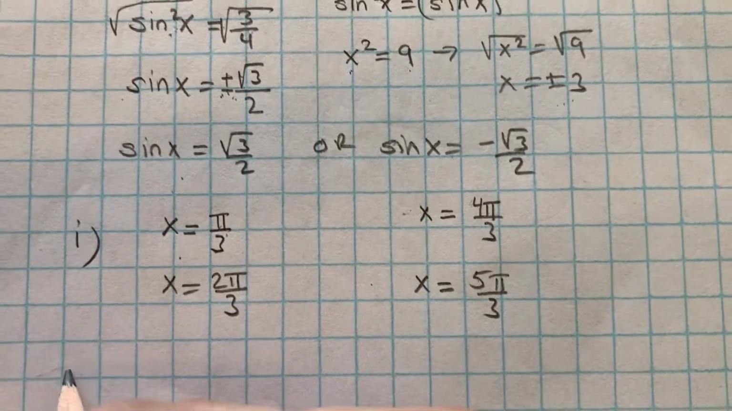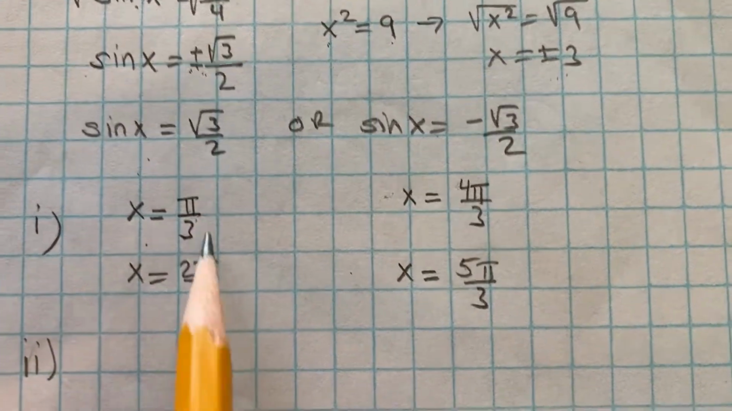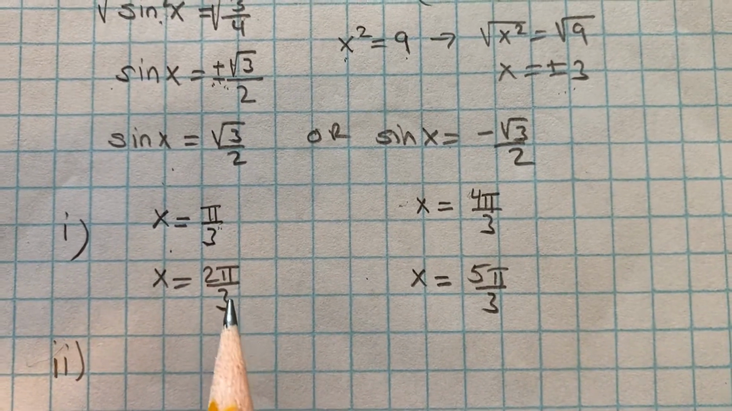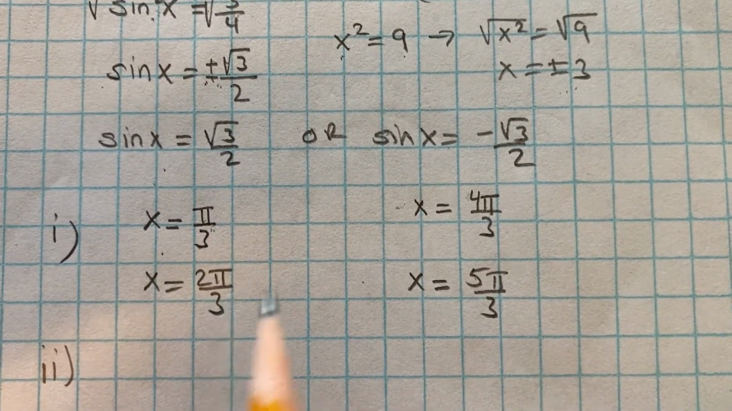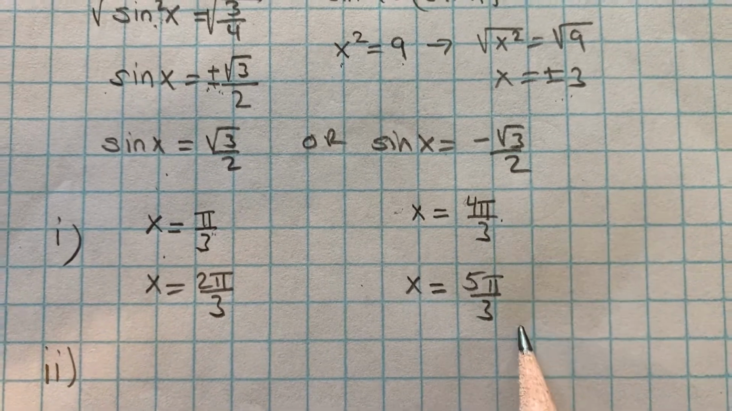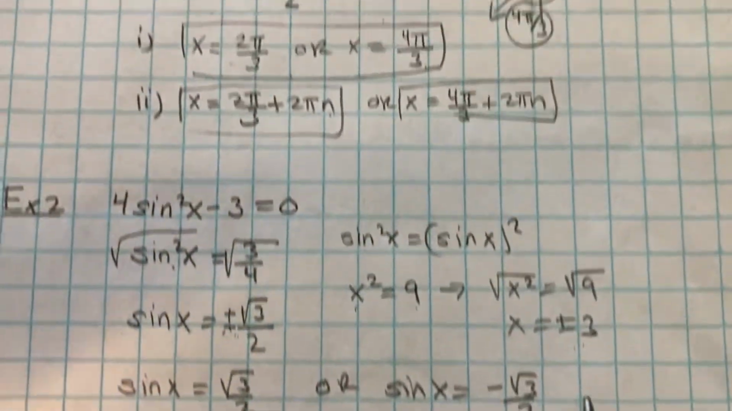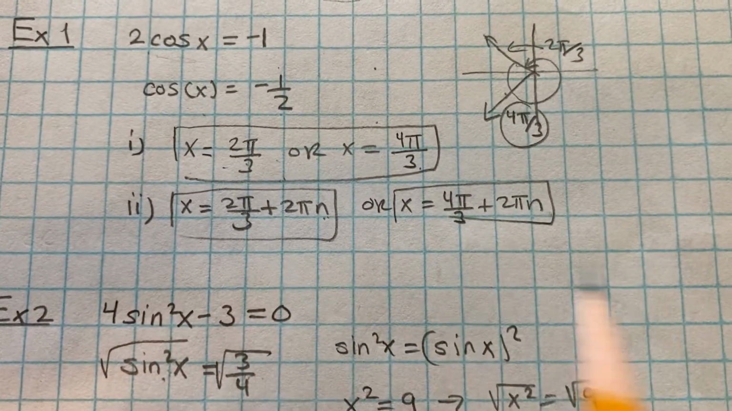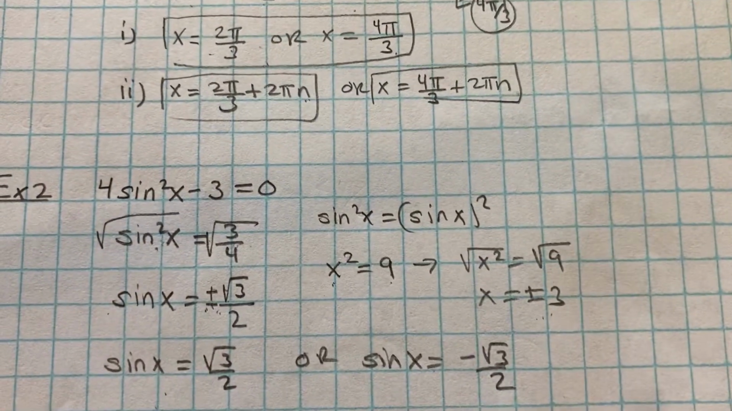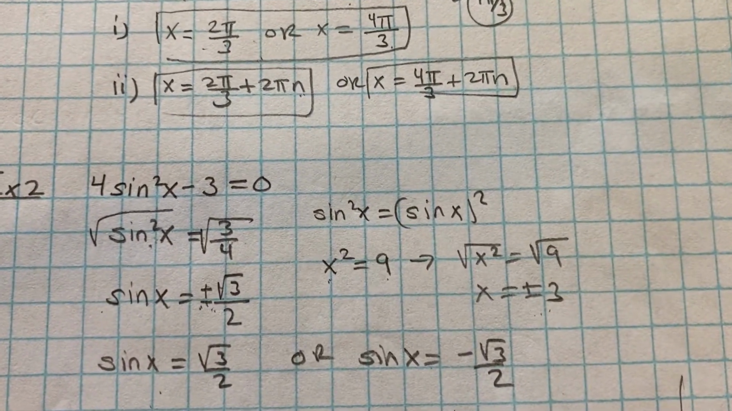And so for part 2, you could write pi over 3 plus 2 pi n, 2 pi over 3 plus 2 pi n, 4 pi over 3 plus 2 pi n, 5 pi over 3 plus 2 pi n, based on this first example right here, to give you the general solution. I want you to take a look. Here is pi over 3.